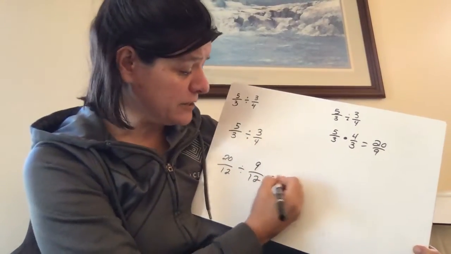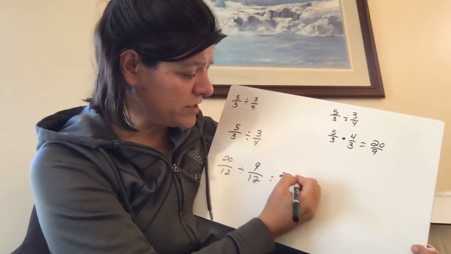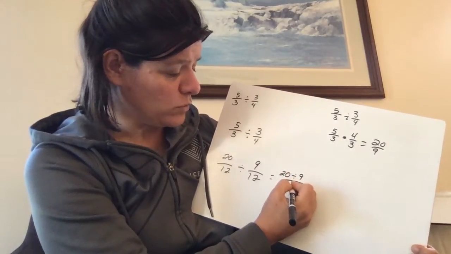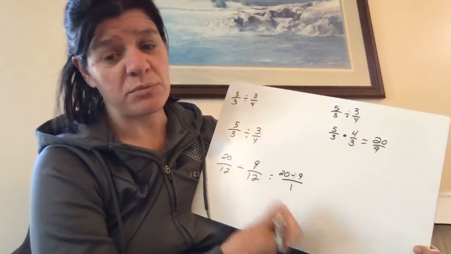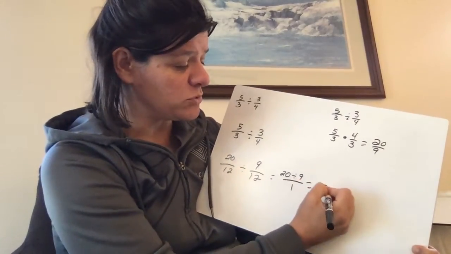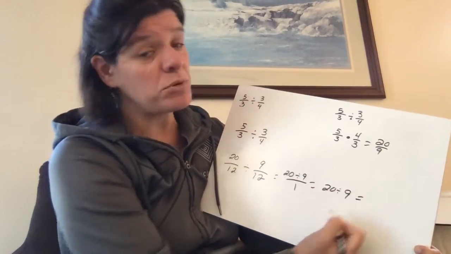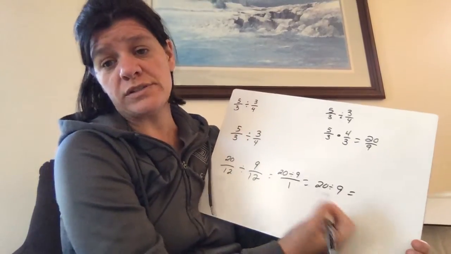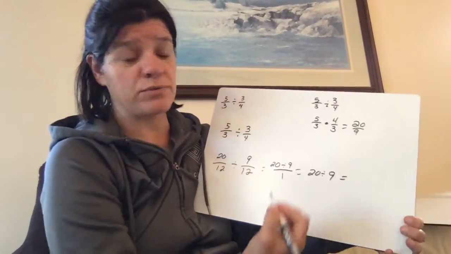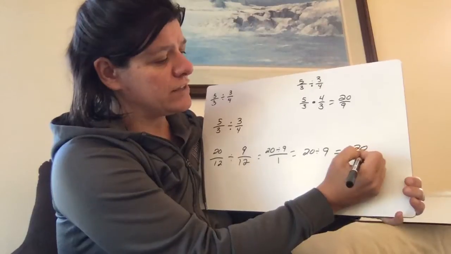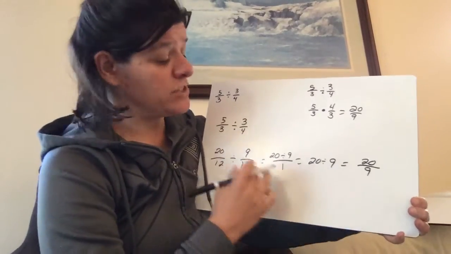And then I divide, and I end up with 20 divided by 9 over 1. Remember, when I divide something by 1, nothing changes, so this is the same as 20 divided by 9. And if I rewrite that with fraction notation, instead of using this division symbol, I use the fraction bar, then I get 20 over 9. And this will work every time.